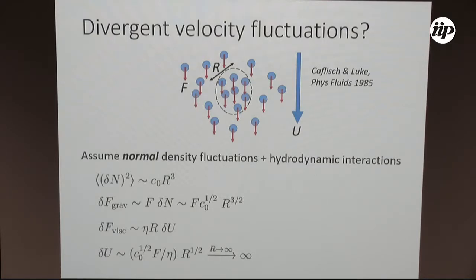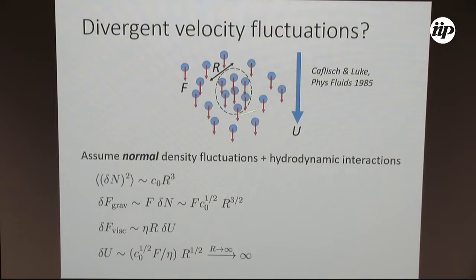They are so strongly coupled that in the mid-80s, there was a famous prediction by Caflisch and Luke that if you look at the variation in the velocity of each and every particle in a sedimenting suspension, this velocity fluctuation should diverge with system size. Why is that? Here is a very simple argument.